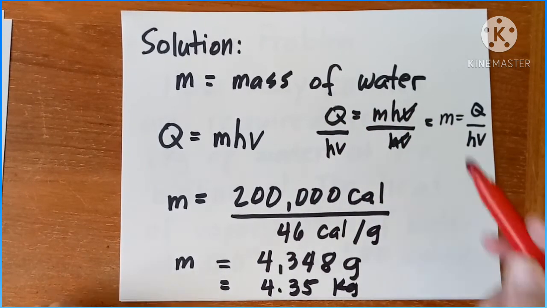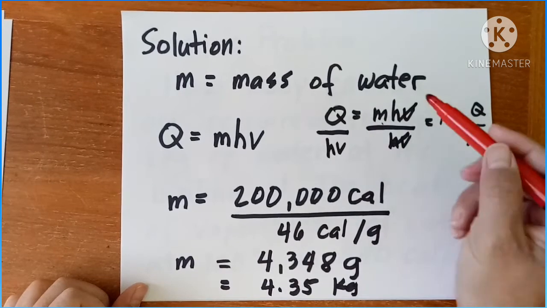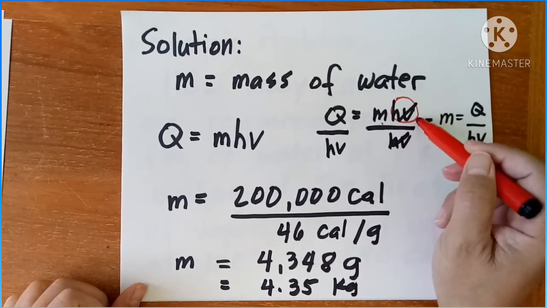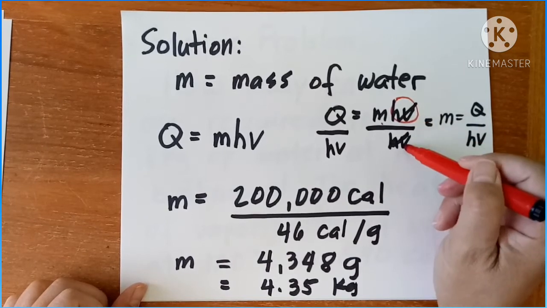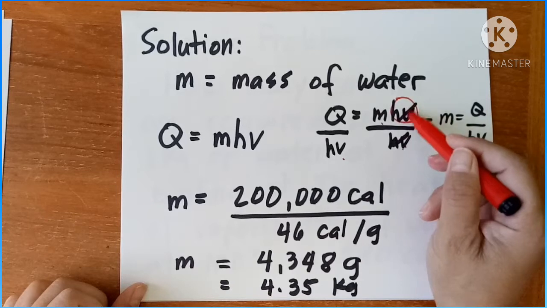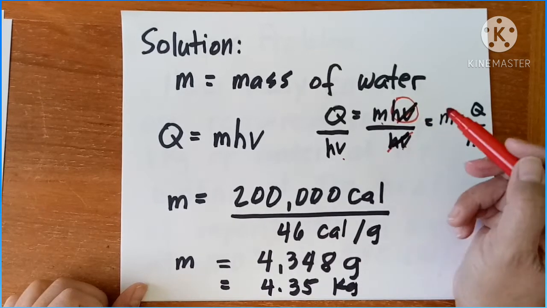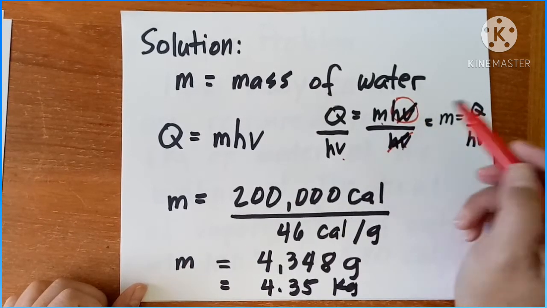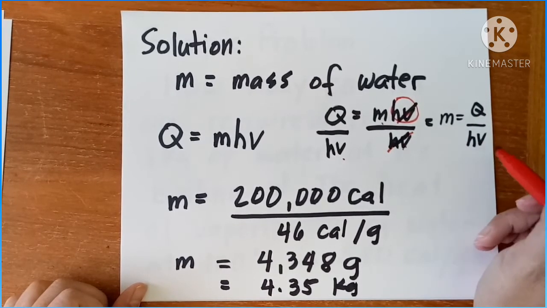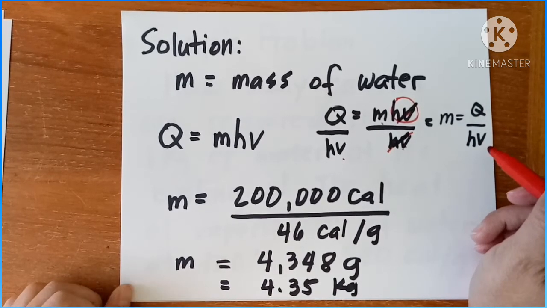And since M is the unknown, we're going to encircle the partner variable of the unknown, which is HV, and we're going to write it here. And if you write it here, you're going to write it here also. That's why we can cancel out this and this unit. So the formula now for mass is equal to Q divided by HV, which is the heat of vaporization.